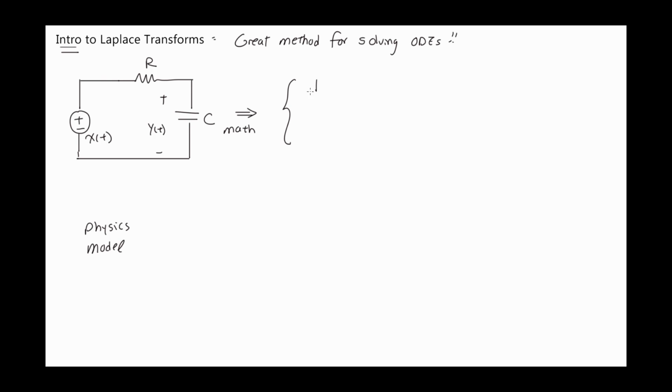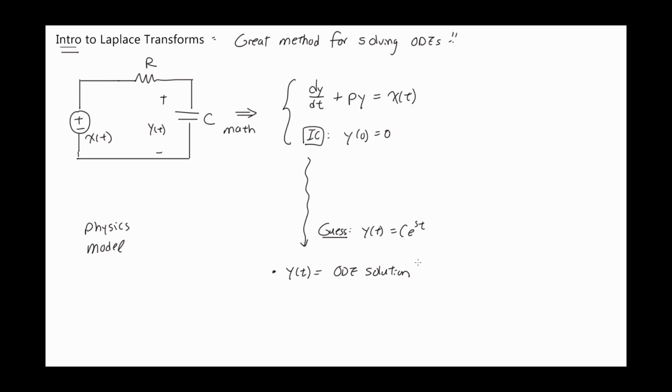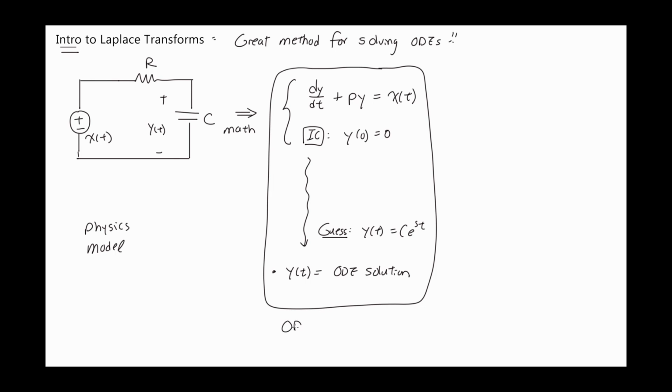Now, using a little bit of math, you can turn this model into an ODE with the initial condition of, let's say, y(0) is 0. From previous videos, you know that you can use the good old exponential guess method to solve for y(t). And when you do, you will be operating in the time domain regime of your problem. Now, this is all good, but sometimes this guess method is not possible. And the reason is x(t) might be really complicated.